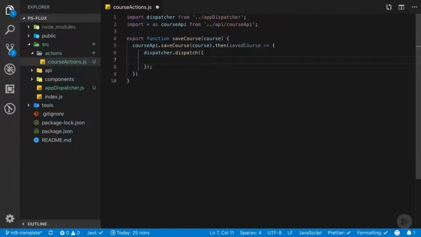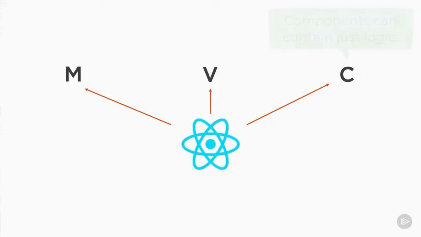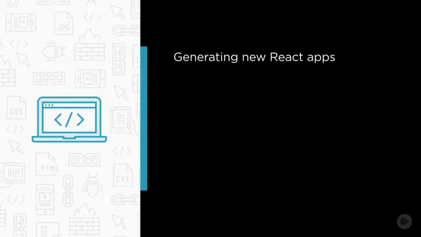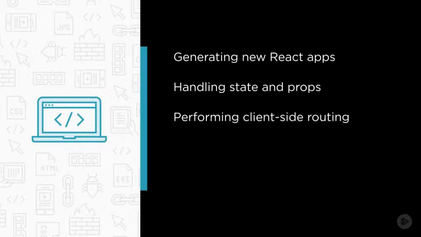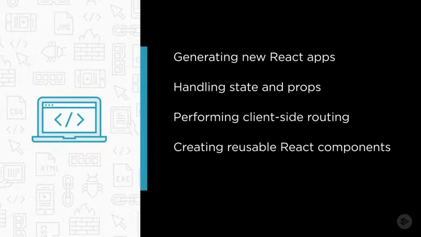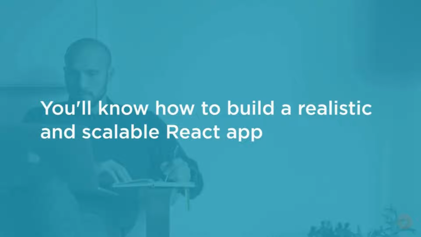In this course, we're going to build a realistic data management app to explore the core features of React, Flux, and React Router. Some of the major topics that we'll cover include generating new React apps with Create React App, handling state and props, performing client-side routing with React Router, creating reusable React components, and implementing one-way data flows with Flux. By the end of this course, you'll know how to build a realistic and scalable React app that supports creating, updating, and deleting data.